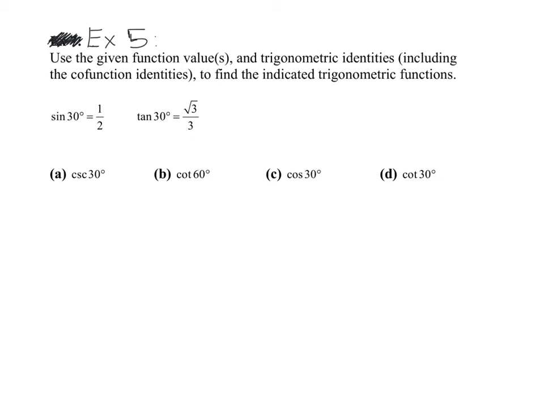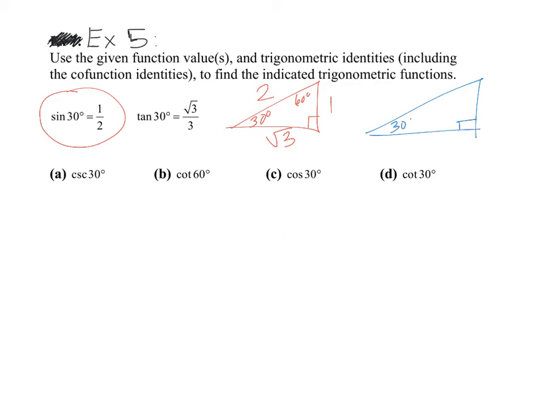All right, use the given function values and trig identities, including the cofunction identities, to find the indicated trigonometric functions. All right, this is actually quite an easy problem. I'm going to create a triangle using that information. So I have 30 degrees, opposite is 1, hypotenuse is 2. That's 60 degrees. And I multiply the short leg by square root of 3, that gives me the long leg. Then I have tangent of 30 degrees.